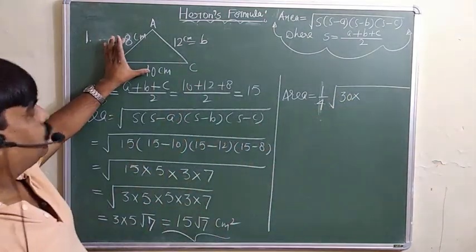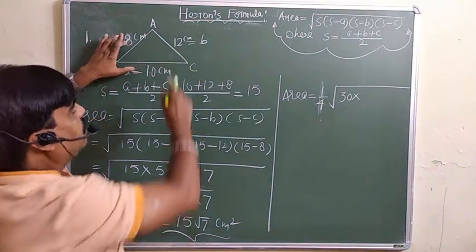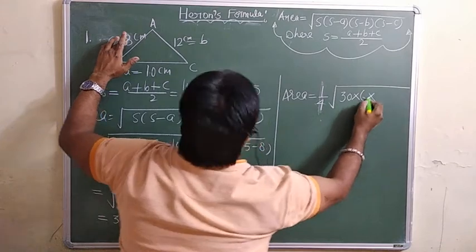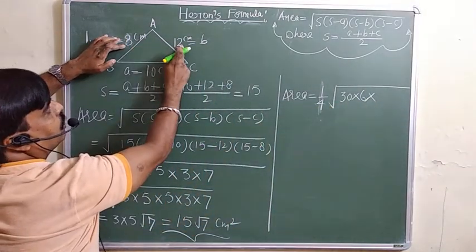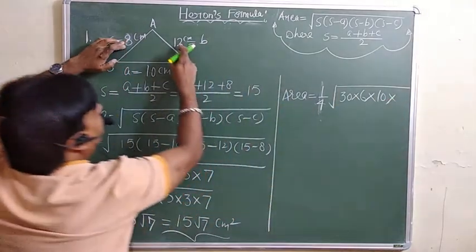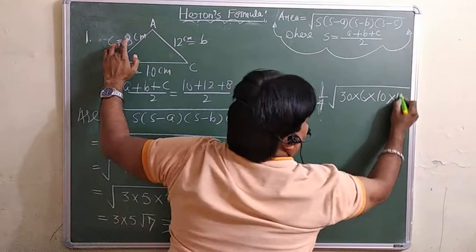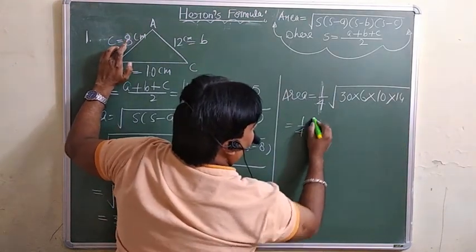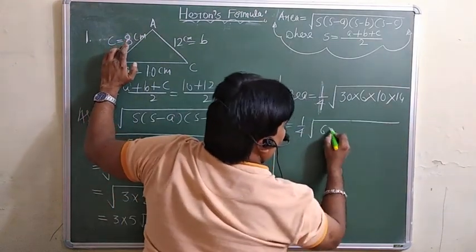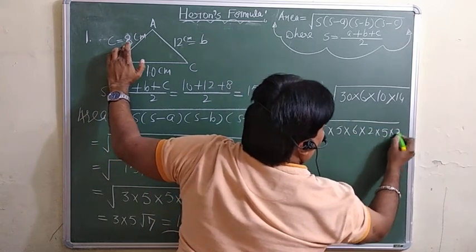And add two sides, subtract the third one. So 10 plus 8, 18 minus 12, 6. Similarly, 8 plus 12, subtract this 10, 20 minus 10, 10. Into 12 plus 10, 22 minus 8, 14. Do the factor of this one. So 1 by 4 under root, this is 6 into 5 you can write down, into 6, into this is 2 into 5 into 2 into 7.